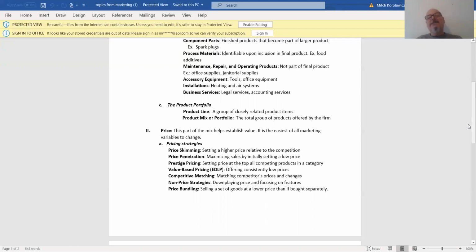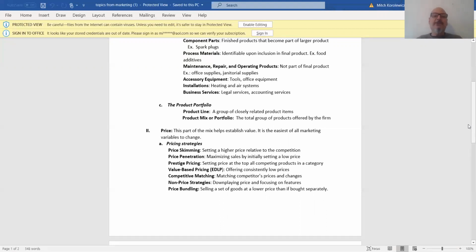There's also a price component. The price component is the part of the mix that helps establish value. And remember also, price is the easiest of all marketing variables to change. You can wake up one day and say, I'm going to drop prices by 10%. You can't do that if you're making decisions about enhancing the actual physical product or changing distribution strategies. So price is easy to change. It's the easiest to change.